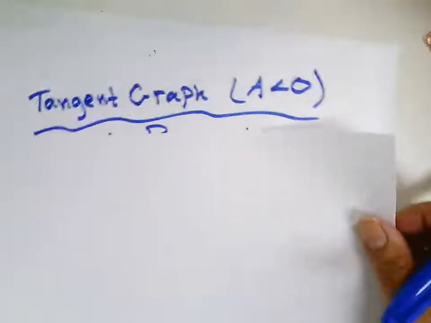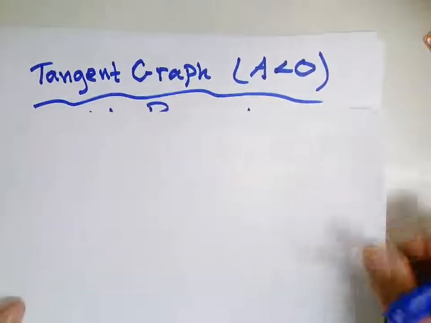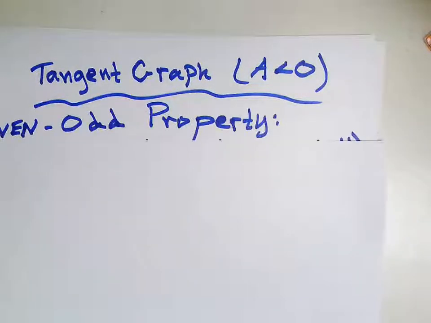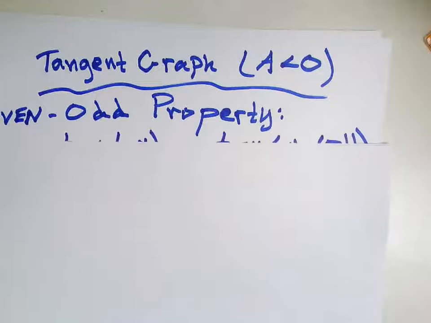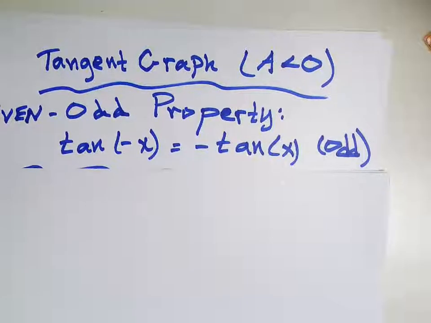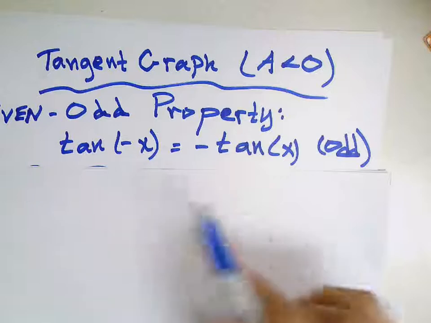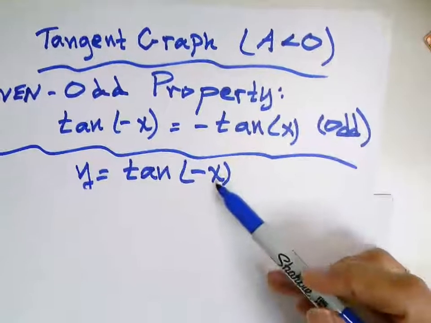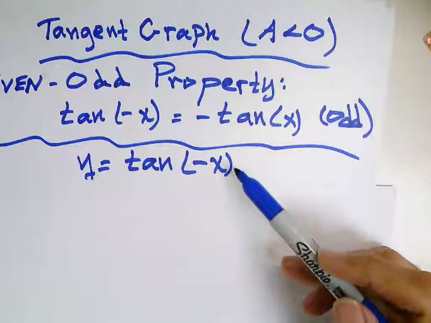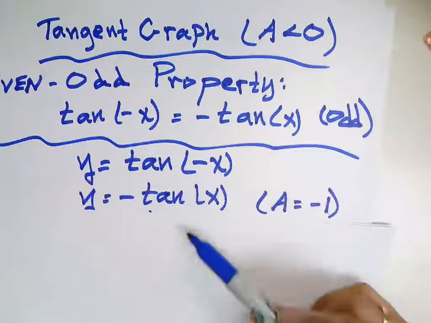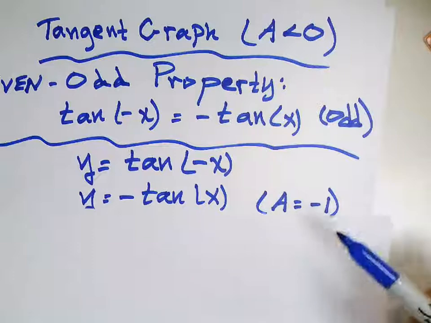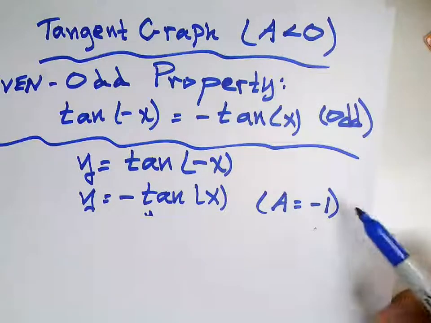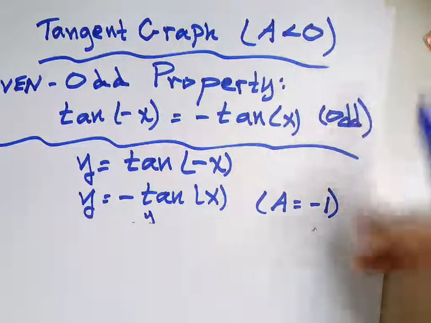And suppose that the A is less than 0. How is the graph going to look? Well, we have to go back and remember our even-odd properties. Tangent is an odd function, so tan of negative x is the same thing as negative tan of x. So when we're getting ready to graph this function, we're going to use that even-odd property and rewrite this as y equals negative tan of a positive x. So the A is equal to negative 1, and it's less than 0.